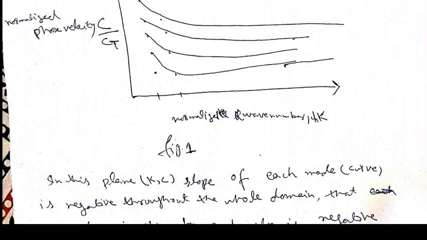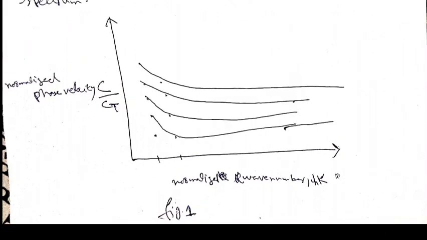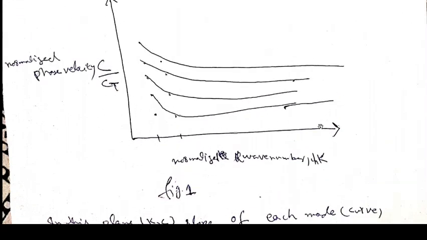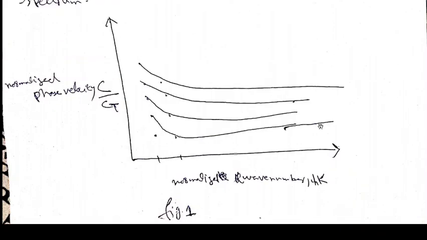Normalized wave number, normalized phase velocity, slope of each mode. These curves are called modes. The slope of each mode, what is written here, is negative throughout the whole domain. What does this mean? When you plot the dispersion curve with the help of MATLAB using the dispersion relations, then in this plane, C along the y-axis and K along the x-axis, all the modes have negative slope throughout the whole domain.